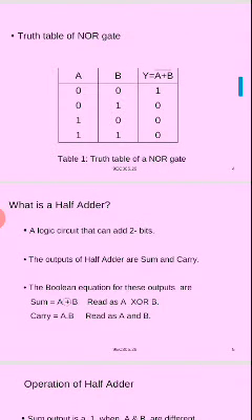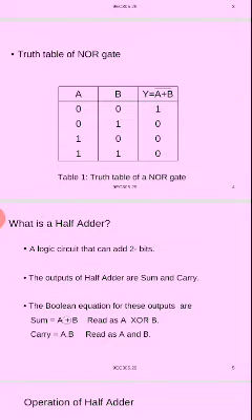If there are 3 inputs, the binary input combinations are 2 power 3, which becomes 8 combinations. Here in this truth table, there are 2 inputs, so for binary, 2 power 2 gives the 4 combinations we get.